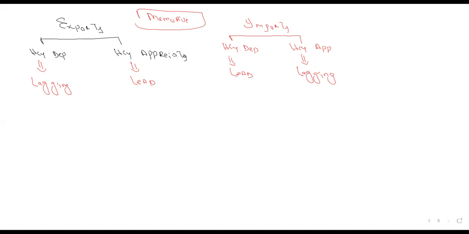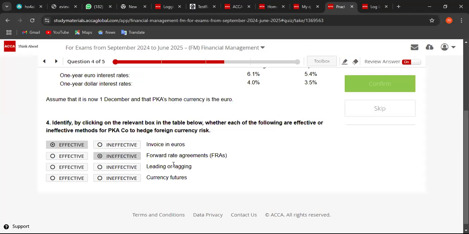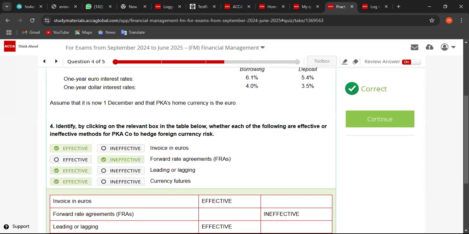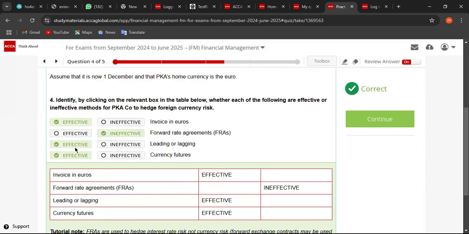So now what was the examiner saying? Leading or lagging, that is a mechanism which will give you the benefits. So that is also an effective method. Currency futures, yes, that is also a hedging tool. That would be effective. So these are the answers: effective, ineffective, effective, and effective.